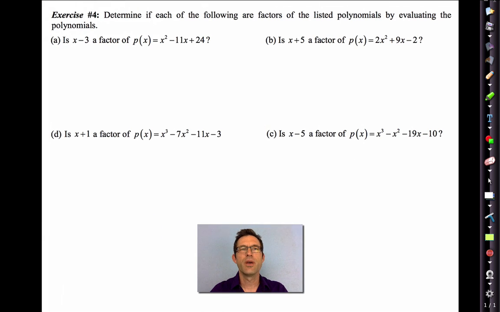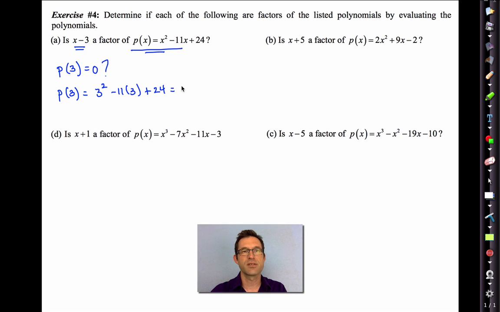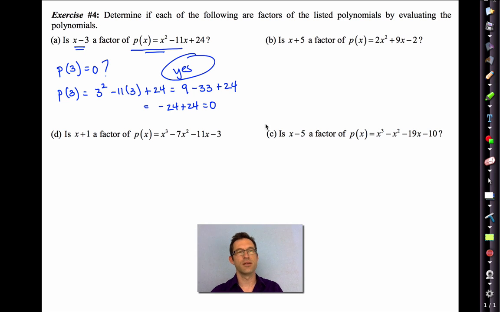All right, exercise 4. Determine if each of the following are factors of the listed polynomials by evaluating the polynomials. In other words, without trying to factor at all, is x minus 3 a factor of this polynomial? Well, it's this simple. It's going to be a factor if p of 3 is equal to 0. Let me do this the long way, by hand. p of 3 is 3 squared minus 11 times 3 plus 24. That's 9 minus 33 plus 24, which is negative 24 plus 24, and that's equal to 0. So yes, x minus 3 is a factor of that polynomial.